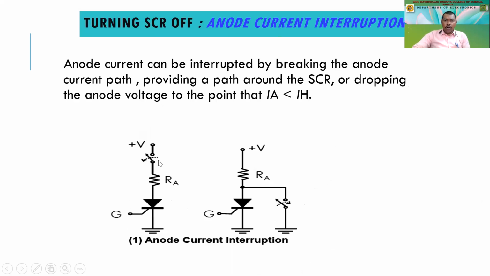So for switching it off, we require that this anode voltage should be switched off, or we can have another circuitry in connection. We provide a low resistance across, in parallel to this SCR, so that the current flows through that, right? So as soon as we switch this on, the current will not flow through this SCR, but it will flow through this circuit. This is a natural phenomenon. So as soon as the current flows through this other path, the SCR will be switched off, right?